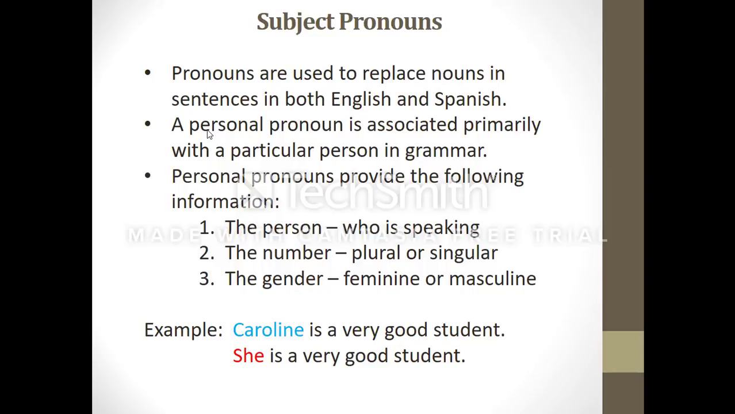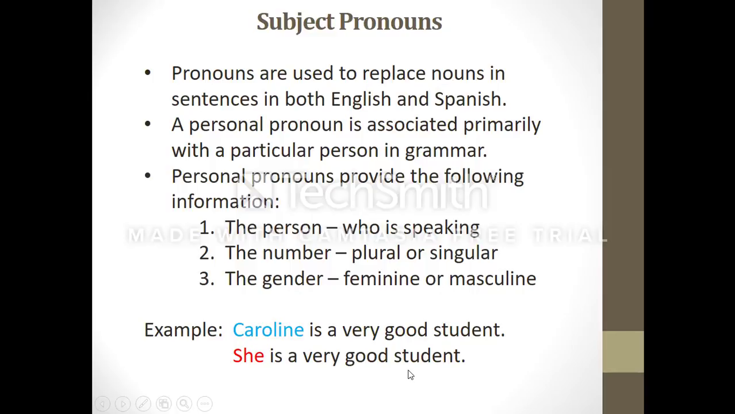So example sentences in English are, Caroline is a very good student. In the first sentence, Caroline is the noun. It's also the subject of the sentence. If we restate the sentence and use a pronoun to replace Caroline, we would use she. So she is the subject pronoun. She is a very good student.